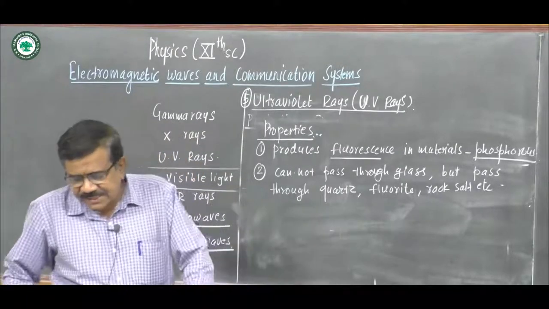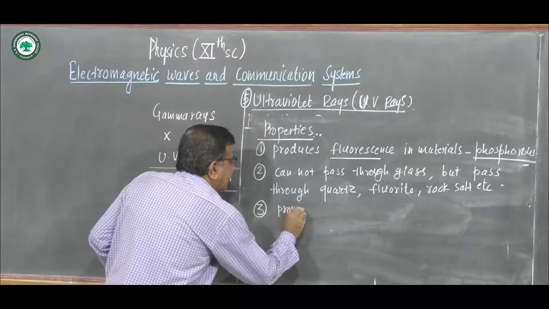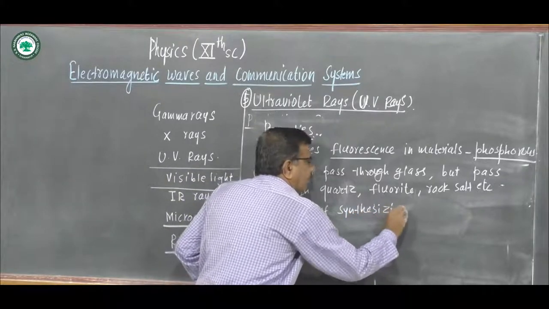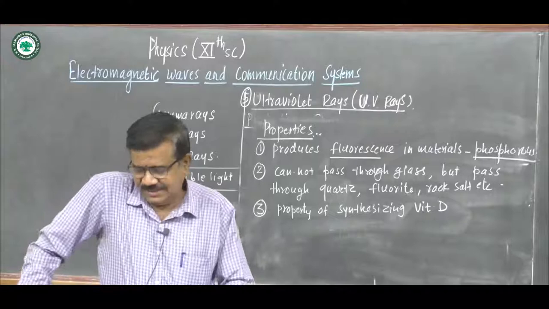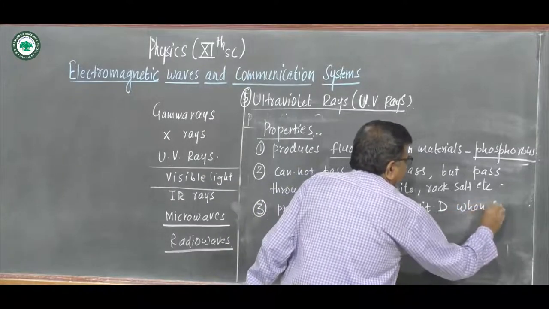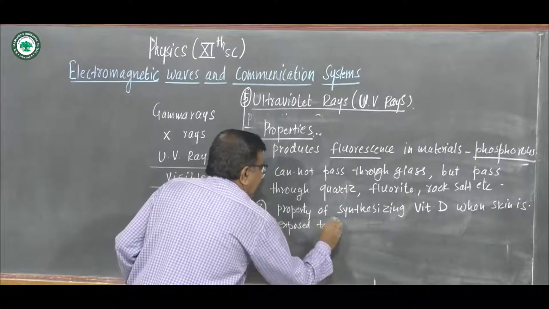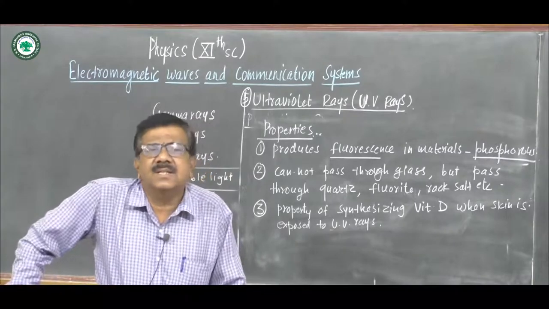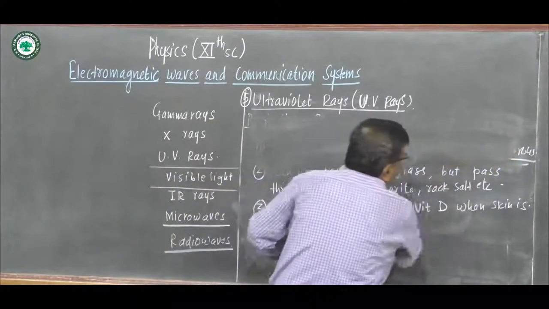They possess the property of synthesizing vitamin D. Vitamin D is synthesized by the UV rays when the skin is exposed to UV rays. So these are some properties of these ultraviolet rays. Then there are some important uses of the UV rays.